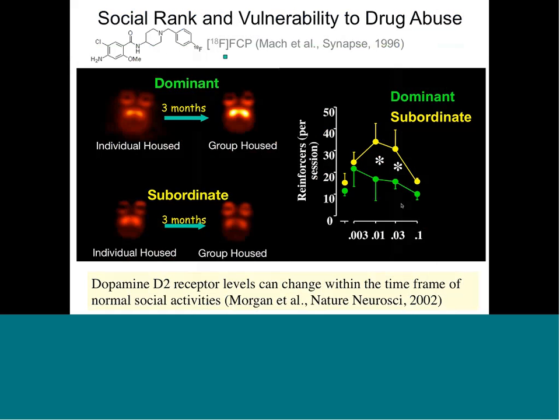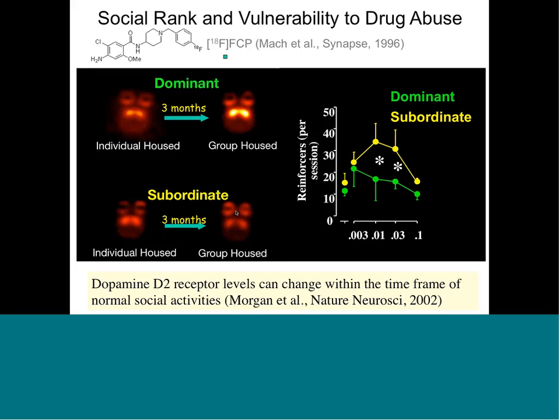So what they did is they put them all together in a group house. When you put them together in a group house, some of them become the dominant animals and some of them become the submissive animals. And so then they scanned them again after 3 months, and they found that, lo and behold, the dominant animals actually got more dopamine receptors. Their receptor level went up just as a result of their socially changed environment. And their drug abuse went down. So if you look at the green circle, the drug use went down. The subordinates, the drug use went up. The subordinates, the dopamine receptor levels stay the same.